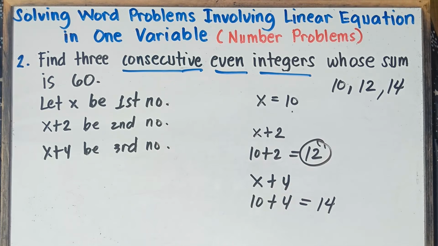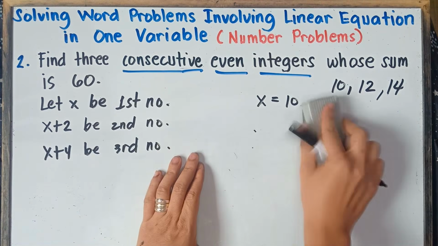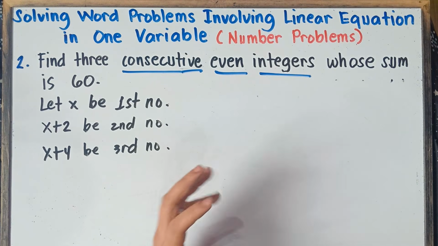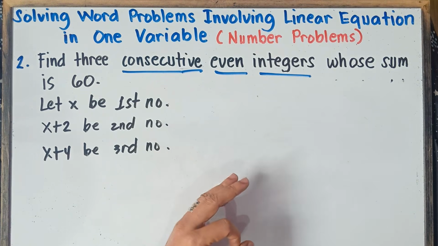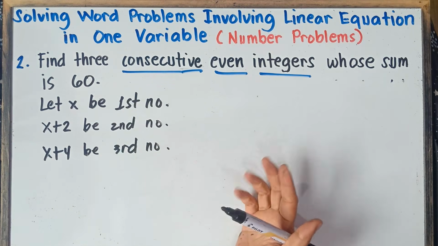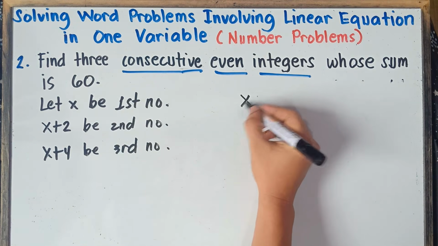So once again, class, I hope you're not confused. Let me repeat it, class, for you not to be confused. We don't know the number yet. So you'll be asking, sir, what are those three consecutive even integers? We don't know what those numbers are. So we let x be the first number. Now, you show me any number for x, class.